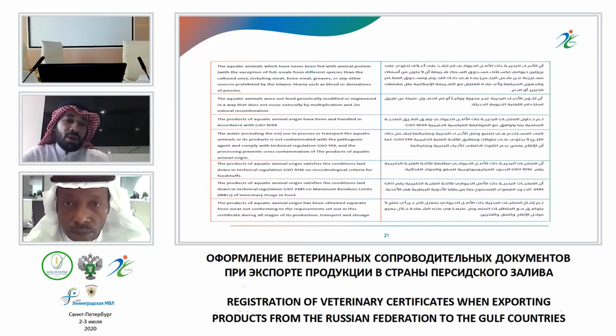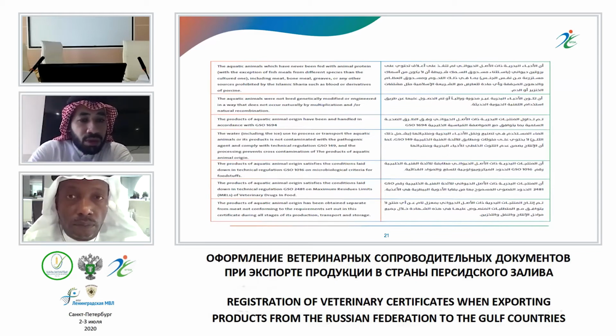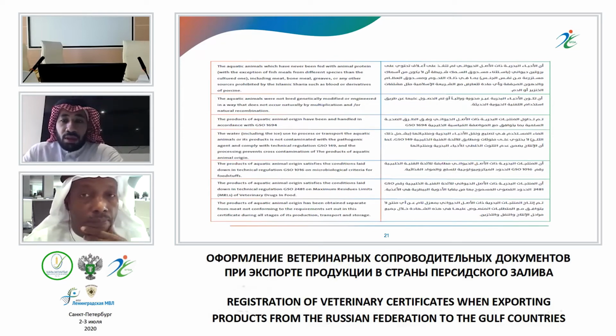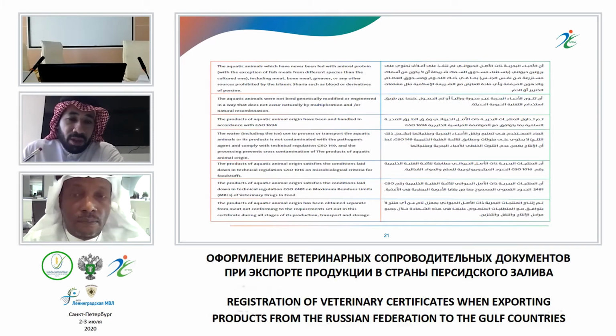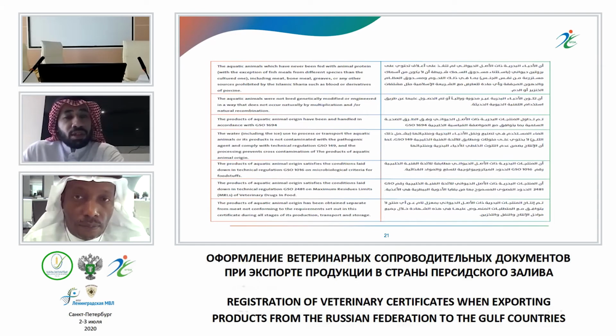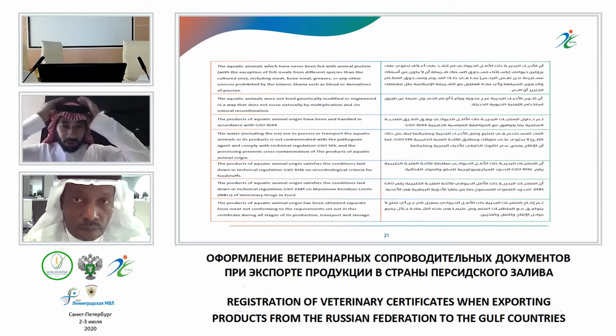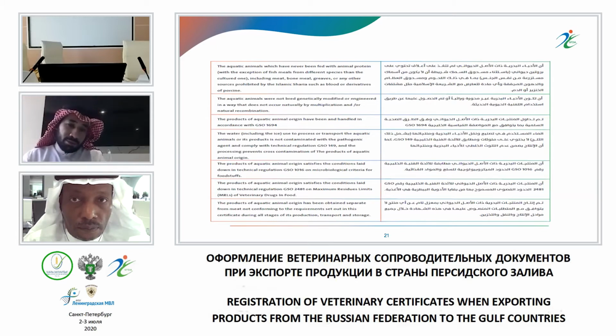The next point is about the water, including the ice, used in the process or transport. The aquatic animals or its products are not contaminated with pathogenic agents, comply with technical regulation GSO 149, and the processing prevents cross-contamination of the products of aquatic animal origin. So this point talks about the water or the ice used in the transportation of the fishery products complying with the specific standards and having no contamination from any products or environments that compromise the quality and the safety of the products.